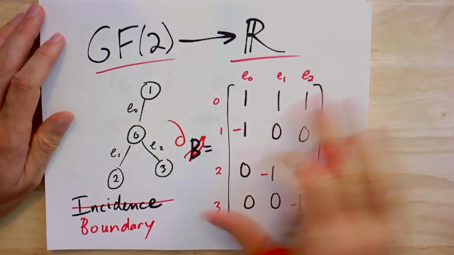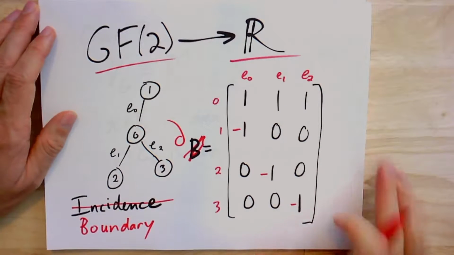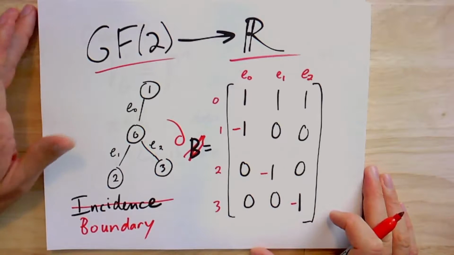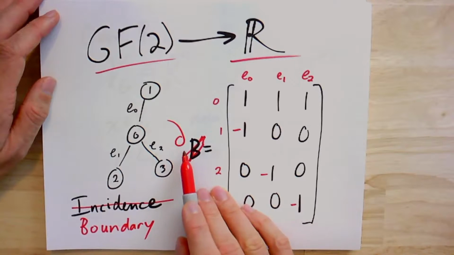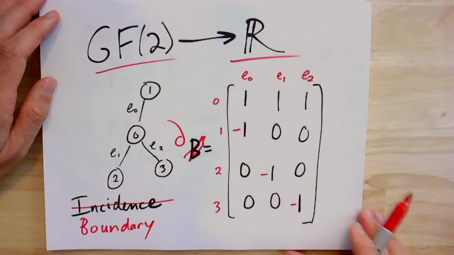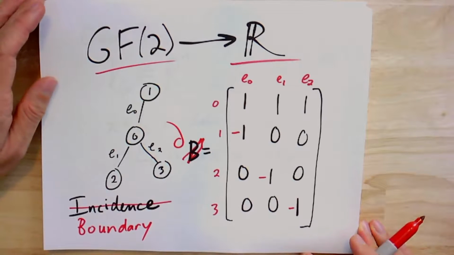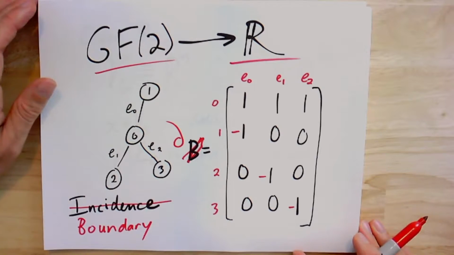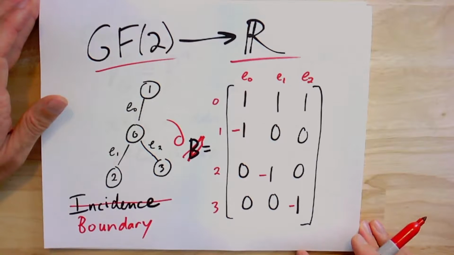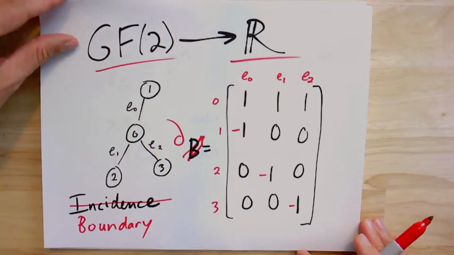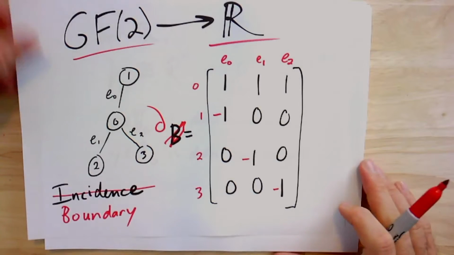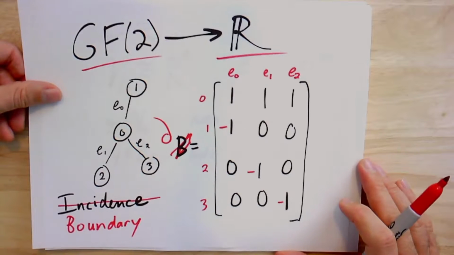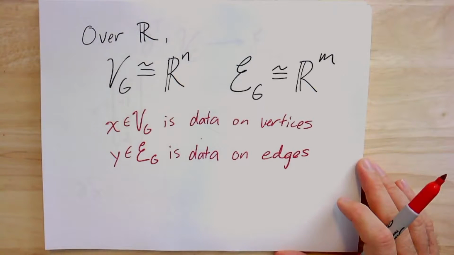Okay, it serves the same purpose. In some sense, over GF2, it's the same matrix. But I give it a different name just so we can be clear that we're talking about the matrix now over the reals. And this symbol here, this curly D, which you may have seen from calculus, is what you hope it is. It actually is a discrete version of that operator that you see in calculus. All right, so what does this new boundary matrix do?